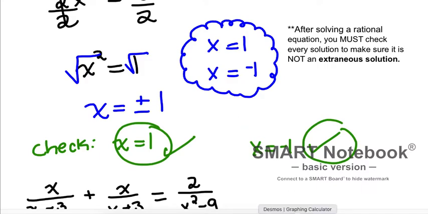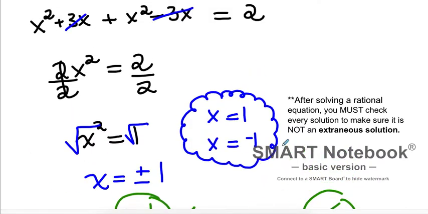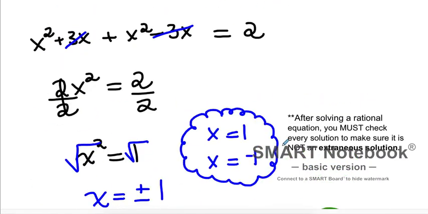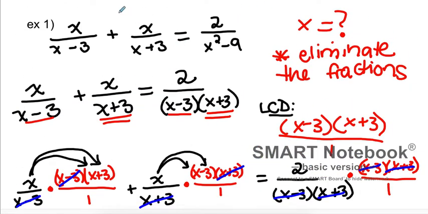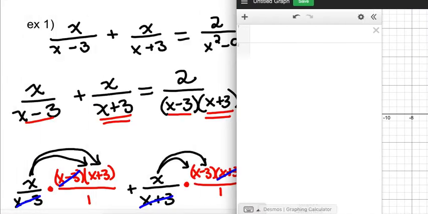So I was going to do this later, but we might as well do it now. So what you can do to check your solutions is the following. What you can do is graph each side of the equation as an equation in Desmos and see where the two graphs intersect. So let me show you what I mean by that.